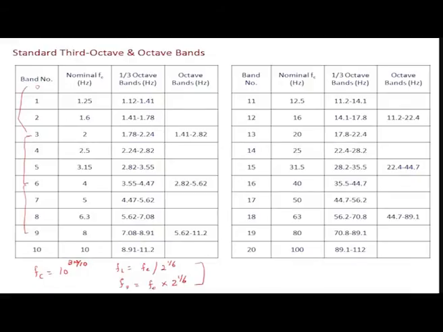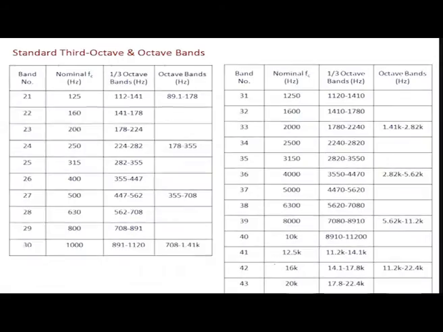Band number of 10, I end up with 10 hertz. At 20, 100 hertz. Band number of 30, I end with 1000 hertz. 40, 10,000 hertz, and so on and so forth. So these are industry standard 1/3 octave bands and industry standard octave bands.